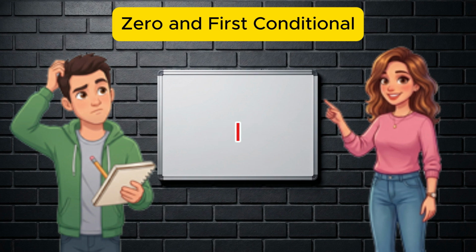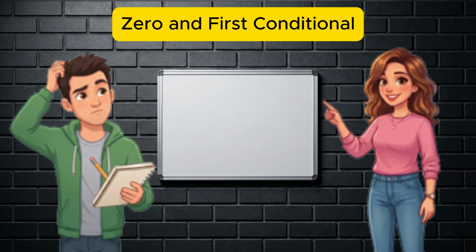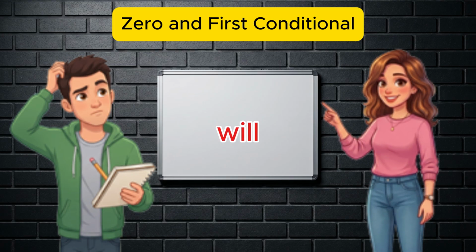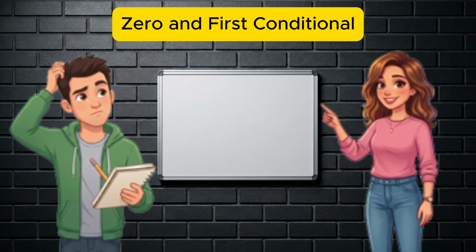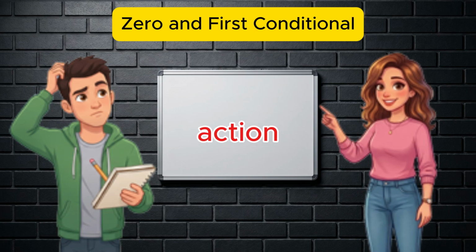Well, if I wake up late, I skip breakfast. Perfect. That's your habit. Now, what about tomorrow specifically? What will happen if you wake up late tomorrow? If I wake up late tomorrow, I will miss my bus. Excellent. See how you're thinking about a specific future possibility? That's first conditional in action.